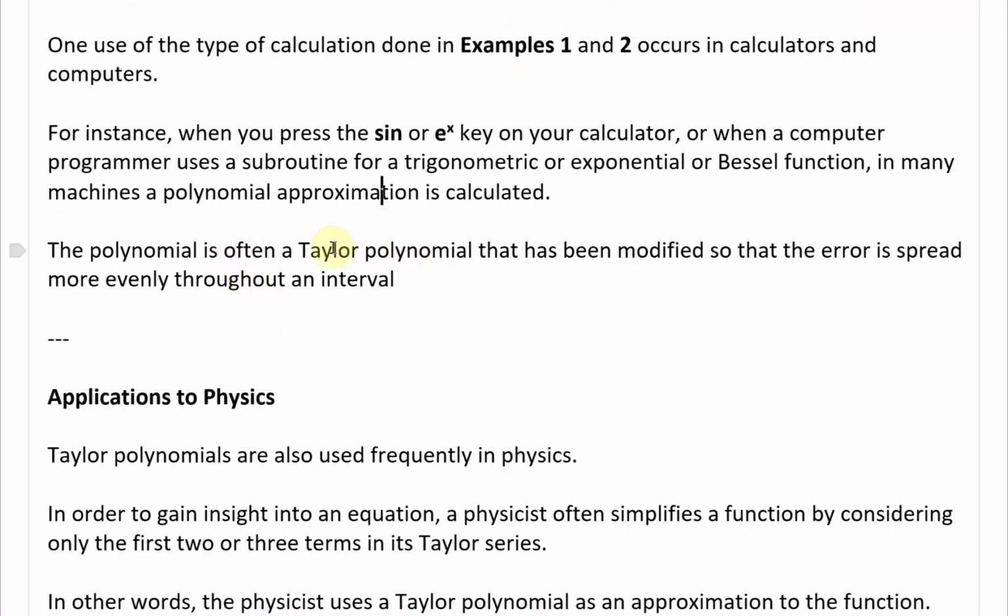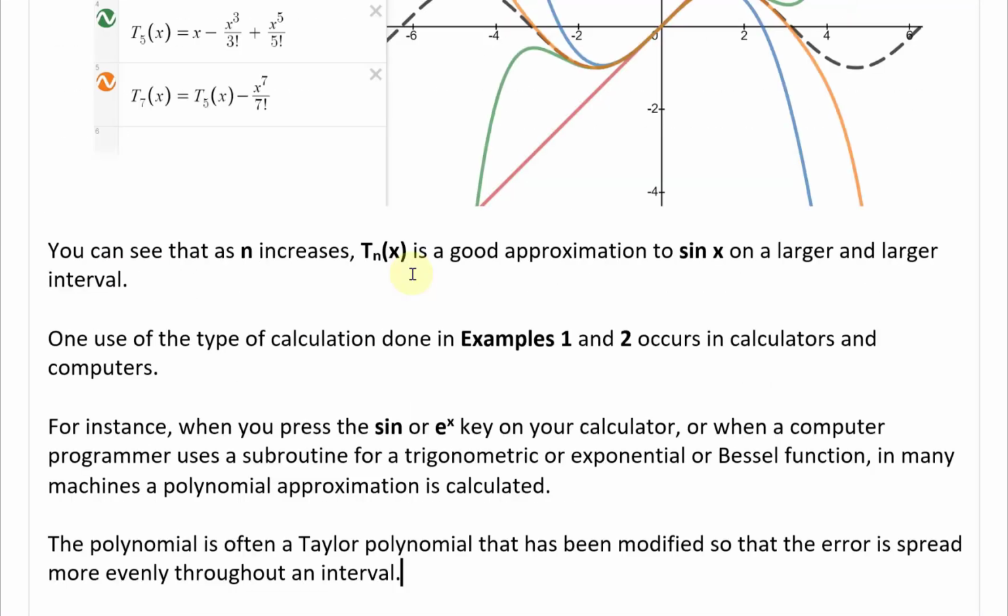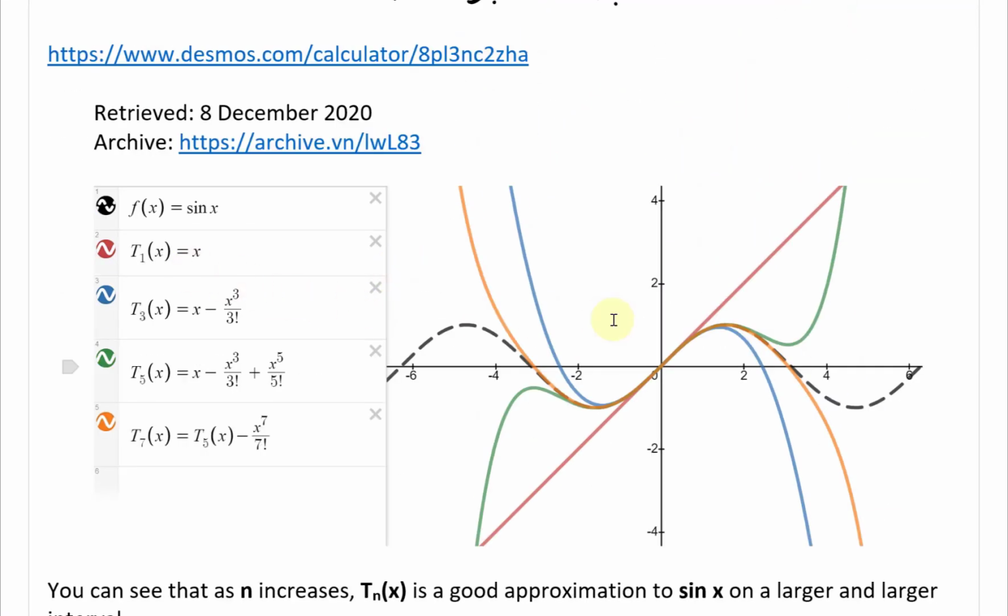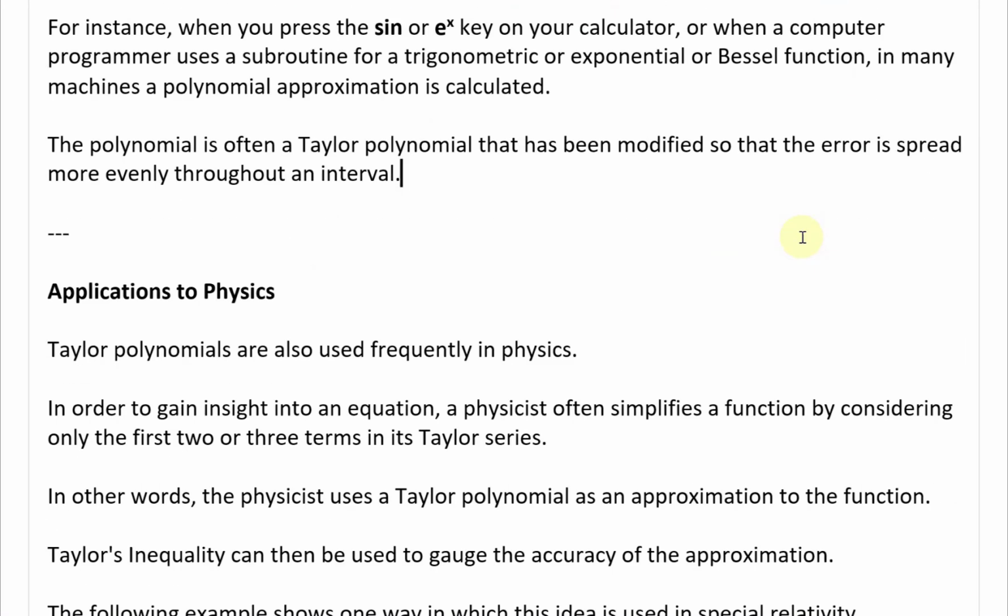The polynomial is often a Taylor polynomial that has been modified so the error is spread more evenly throughout an interval. So it's going to be a Taylor polynomial, and then also some other methods to split this up so that it's not just at one point. You can have a mix of a starting at 0, then once it gets past a certain point, you can change up that a value. So you can go a4, a6, etc. It's just fascinating stuff.